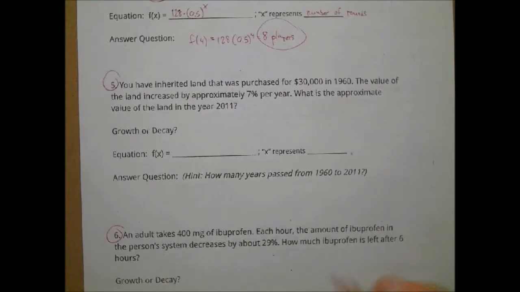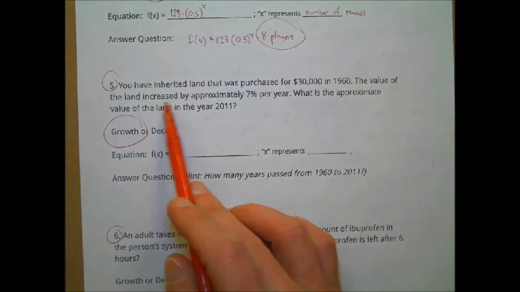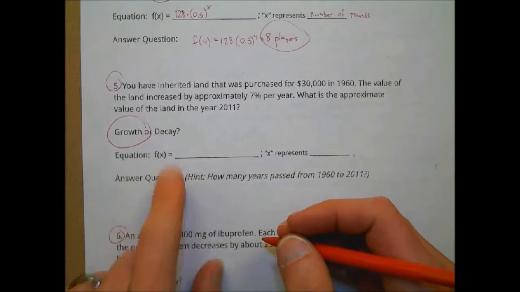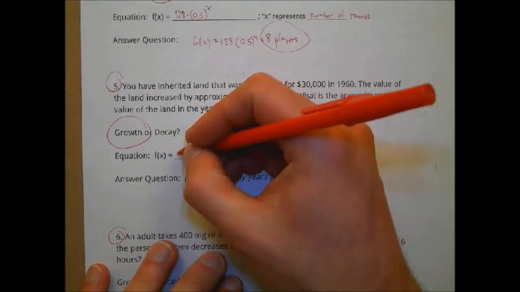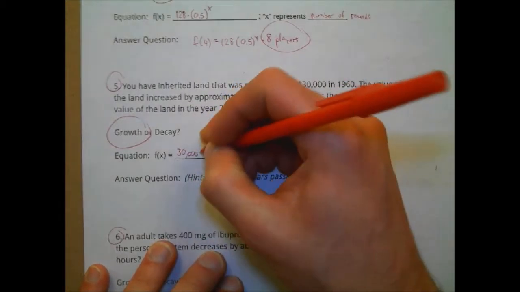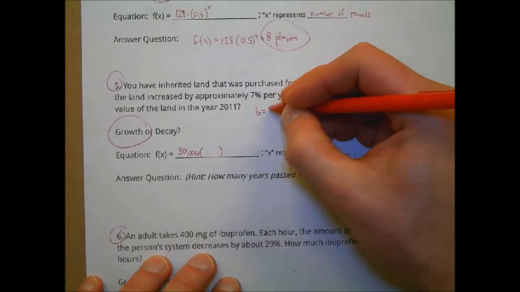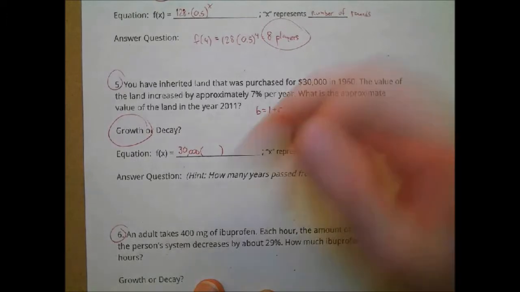Okay, number 5. Is it growth or decay? Growth. Yes. Okay, how do we know? The value of the land increased by approximately 7% year to year. Okay, what is our starting or initial amount? 30,000. Okay, our B value, B is equal to 1 plus R. We are adding our growth rate there. Okay, Erica, what is our growth rate here? We are growing at what percent here? Okay, 0.07. Be careful with that.